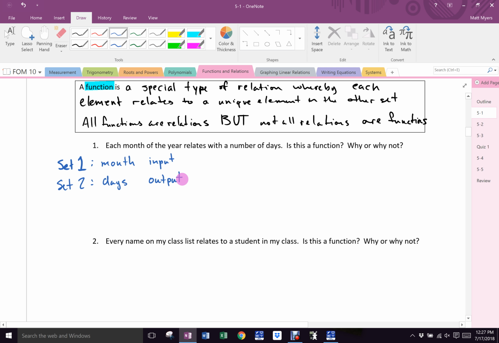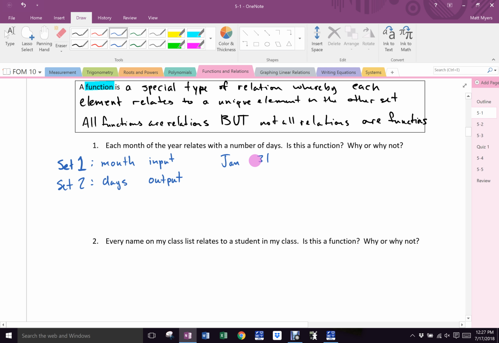Okay. So what's the first month of the year? January. If I input January, how many days are in January? 31. One input, one output. Is it a function? Yes or no? Yes, because one input gives me a unique output.